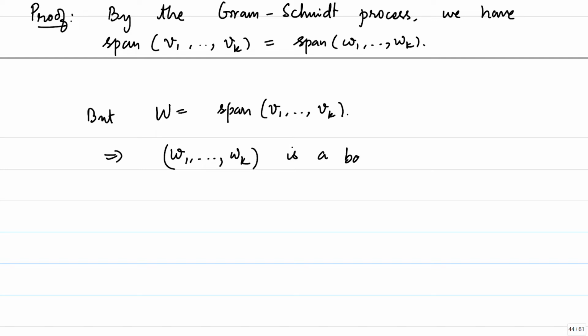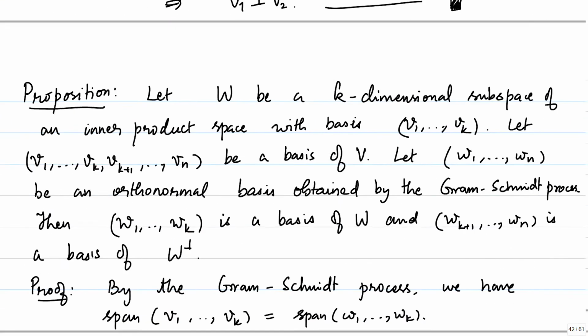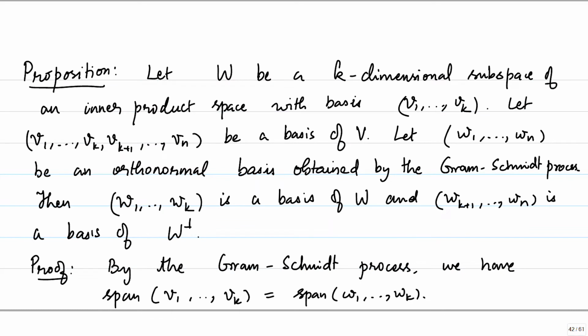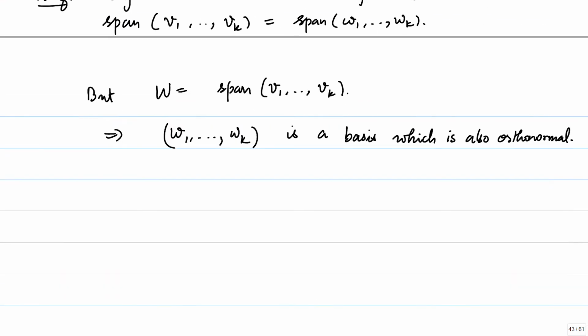So, this is a basis which is also orthonormal. So, we have proved the first part of our proposition, which said that W1 to Wk, which I am now underlining, is a basis of W. That much has been already established. Now, we know that W1 to Wn is an orthonormal basis of V because it is obtained by the Gram-Schmidt process.